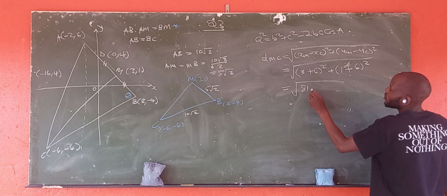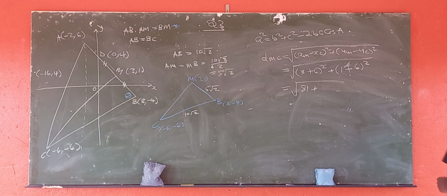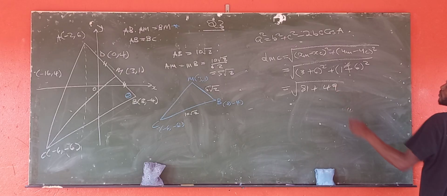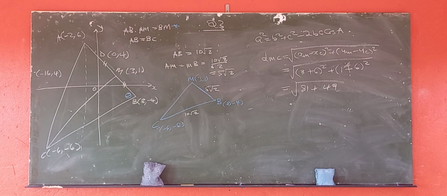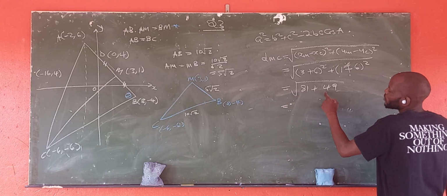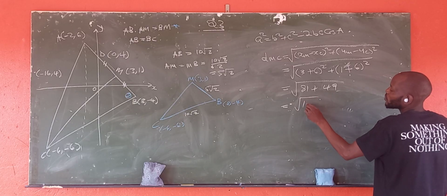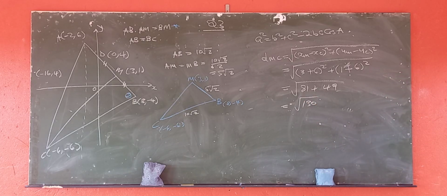9 squared is 81, plus this would be 7. 7 squared is 49. I hope I'm not mistaken. Yes, it should be 49. 81 plus 49 is 130. So this would be the square root of 130.